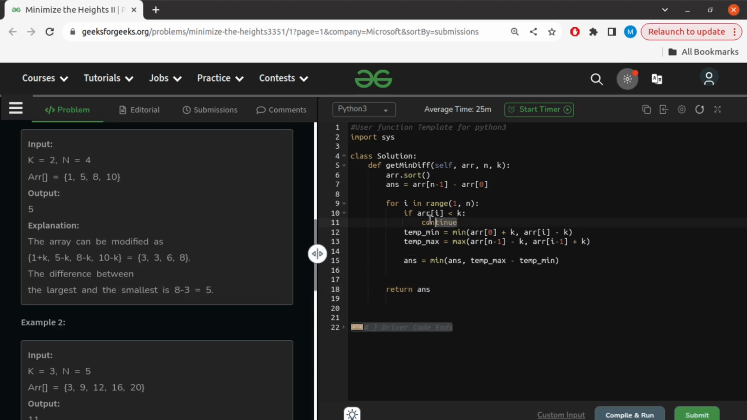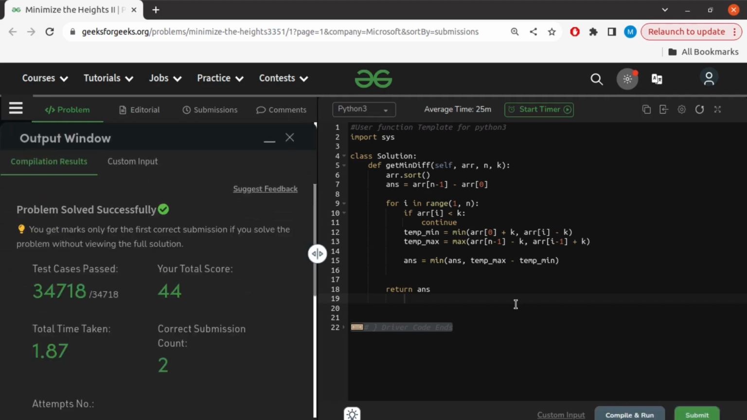There is this condition I did not talk about during our discussion, but in the question it is clearly mentioned that if ARR i minus k is less than or equal to 0, then we don't really have to operate on it. So that is why we are skipping it. Okay, so that's from the coding section. Now let us submit the solution. Okay folks, so our solution got accepted.